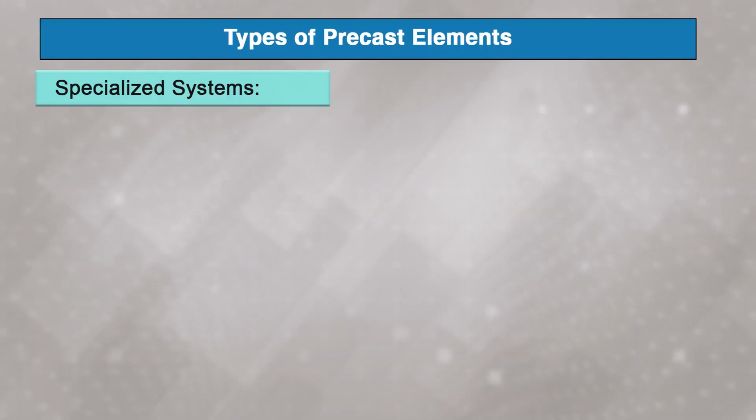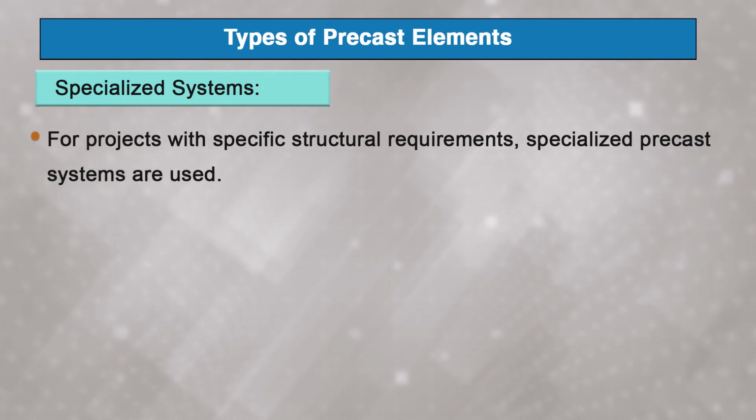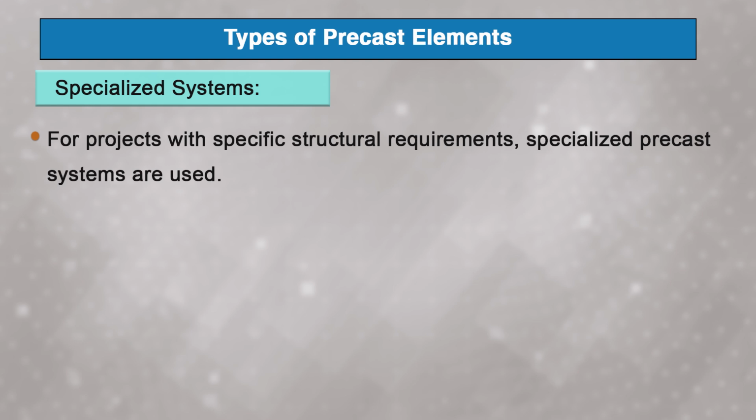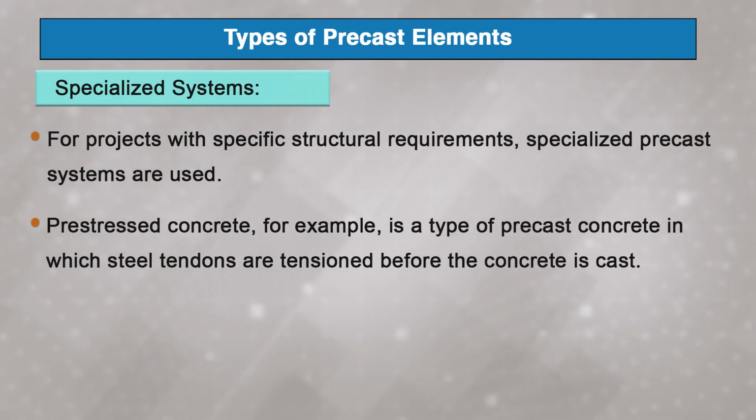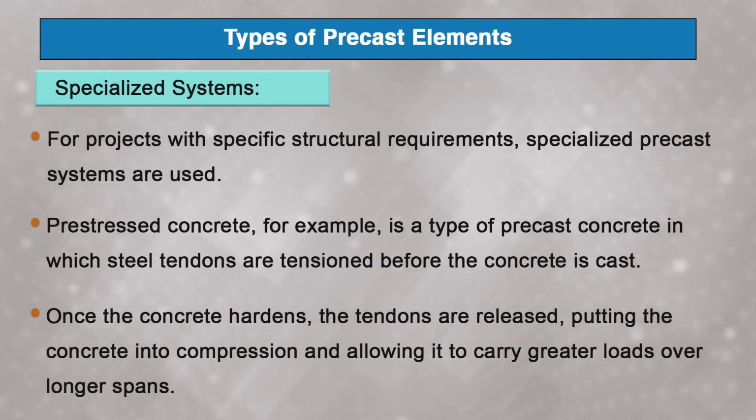Moving on, talking about the specialized systems. For projects with specific structural requirements, specialized precast systems are used. Pre-stressed concrete, for example, is a type of precast concrete in which steel tendons are tensioned before the concrete is cast. Once the concrete hardens, the tendons are released, putting the concrete into compression and allowing it to carry greater loads over longer spans. Talking about the technical insight, pre-stressed concrete is often used in the construction of bridges, where the ability to span long distances without intermediate support is very crucial.